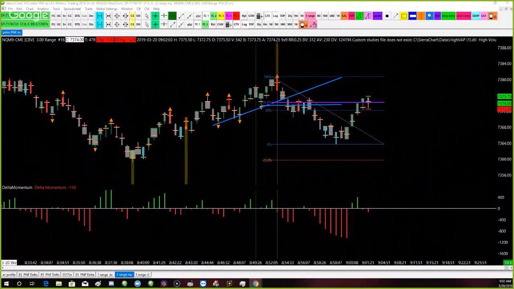Remember, this is for educational purposes only, and it's my trade plan. You can lose a lot of money trading futures. Make sure you have a good risk profile, right? And you know how to manage your losses. That would be my biggest suggestion.